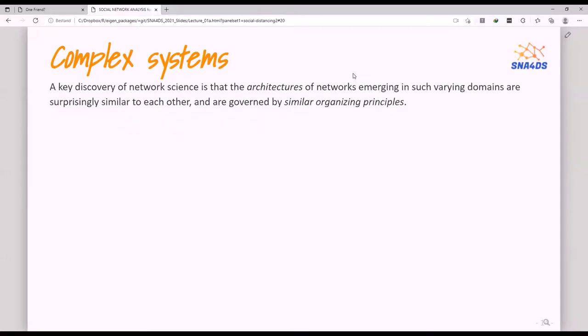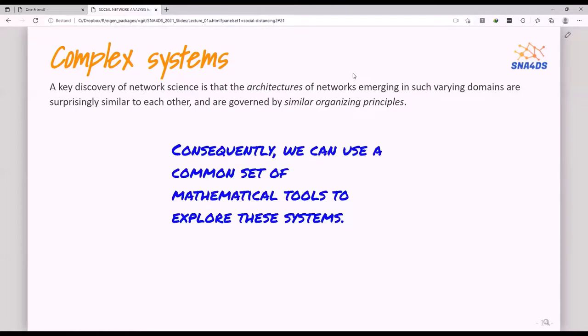One of the interesting things that has been found over the last 20-ish years is that if you look at these different networks, even though they emerge from very different processes, like biological, social, or technological processes, in the end they seem to be governed by very similar organizing principles. And because that is the case, we can use a common set of tools to explore these systems.